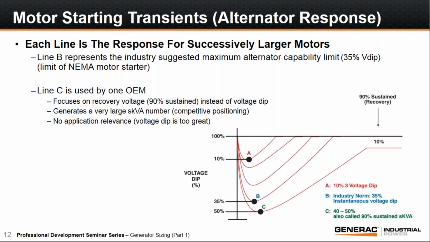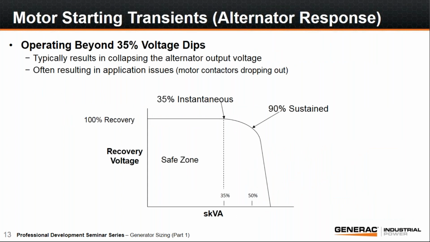It does create a higher SKVA value than others in the industry because you're really pushing the alternator outside of its normal workable range. We tend to limit 35% voltage dip as the max because that's the maximum a NEMA motor starter can handle. If you start dipping voltage more than that, the motor starter drops out. The other reason we don't like to push way beyond the 35% voltage dip is once you get to the point where the alternator is not recovering anymore, you're only recovering to 90%, you're really at the limit of the alternator. You're really starting to squash it.